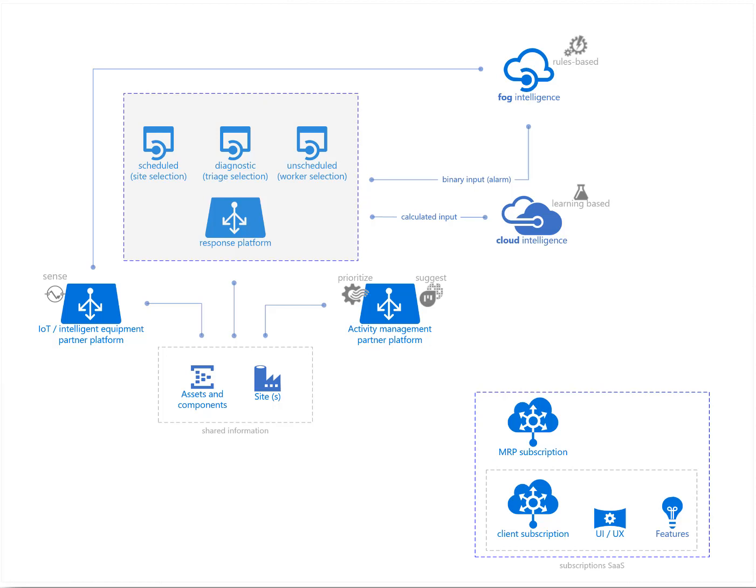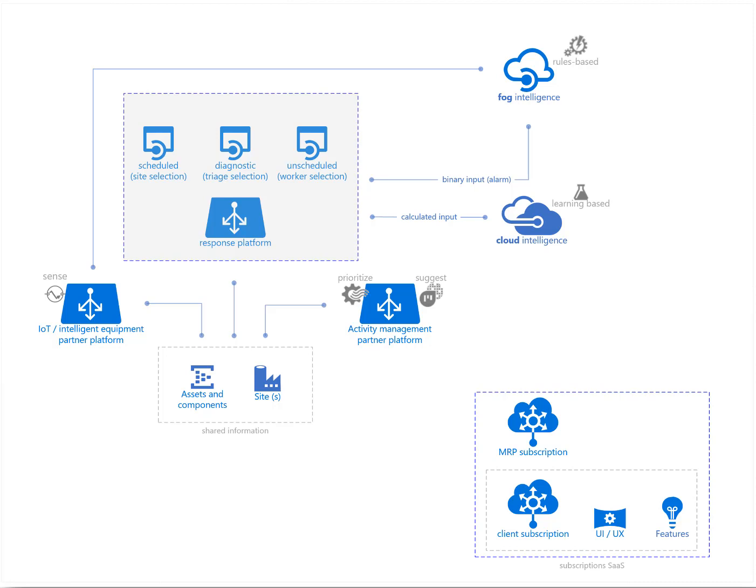Integration and interoperability with the response solution. We're really leveraging partners in a couple of key areas. The first one, shown on the left center of the screen, are IoT and intelligent equipment partners. In our first pilots, we'll leverage them mostly for sensing. There will be some actuation, but for the most part, we're going to be just reading equipment and conditions.